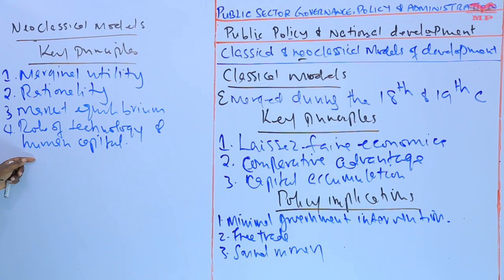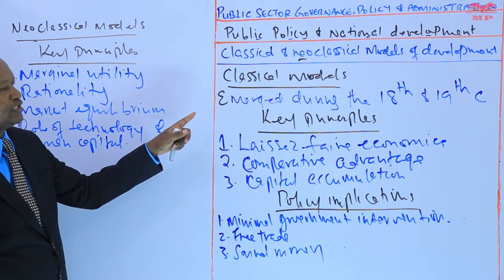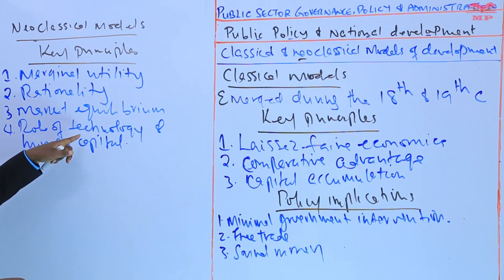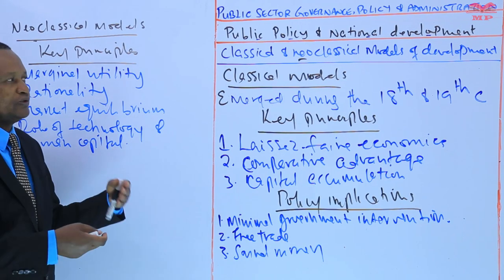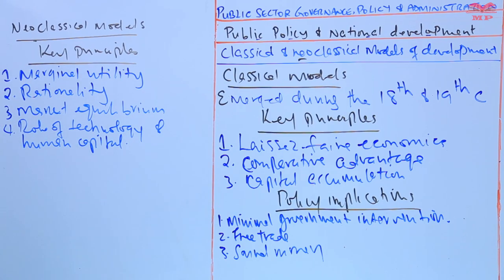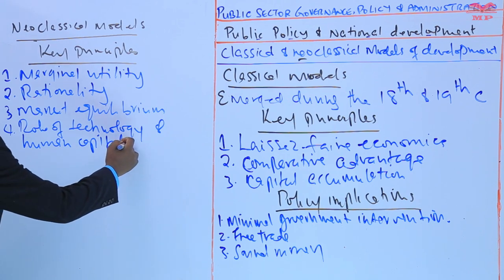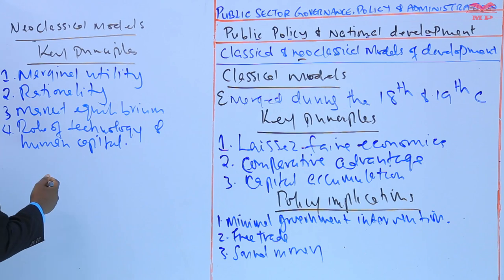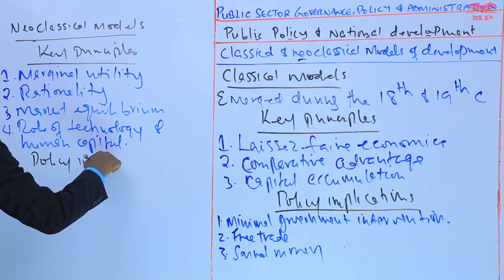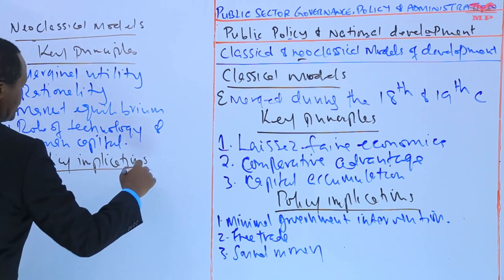Neoclassical model economists argue that technology and human capital are drivers of economic growth, as opposed to the classical models, where they did not factor in technology and human capital, but only focused on equipment. Right? They only focused on physical capital as opposed to human capital. So these are four principles: marginal utility, rationality, market equilibrium, and the role of technology and human capital. Now, what are the policy implications of the neoclassical models?